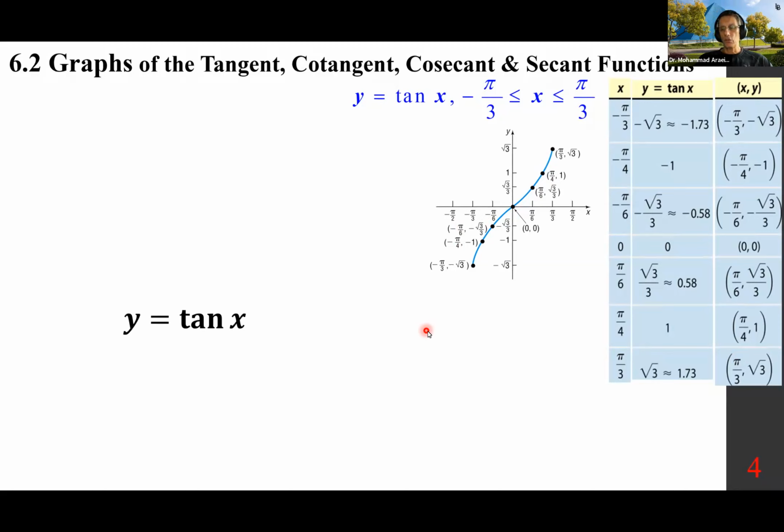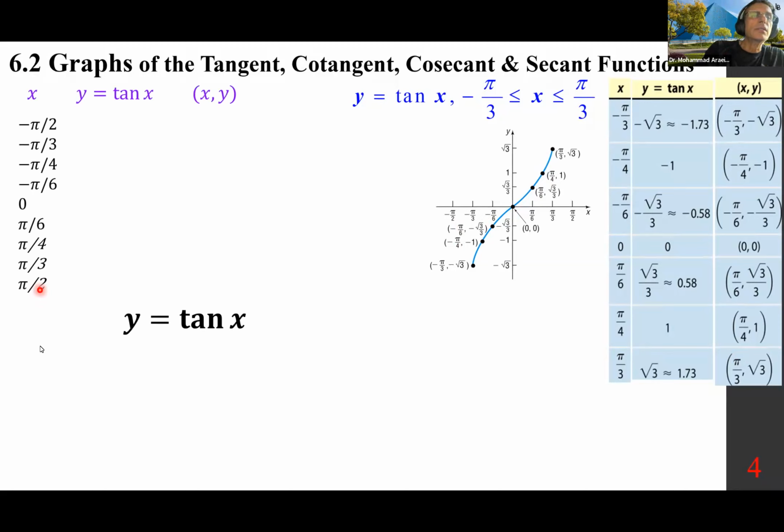Well, let's go with, again, easy arcs: negative pi over 2, negative pi over 3, and so on. For example, negative pi over 2, you may remember, is undefined because tangent is sine over cosine, and cosine of pi over 2 or negative pi over 2 is 0, so it's undefined. It tends to either infinity or negative infinity. I will show you the graph. Minus pi over 3, just like here. Minus pi over 4, minus pi over 6, just like here. And the same thing here. And again, pi over 2 is undefined, and those are the pairs.